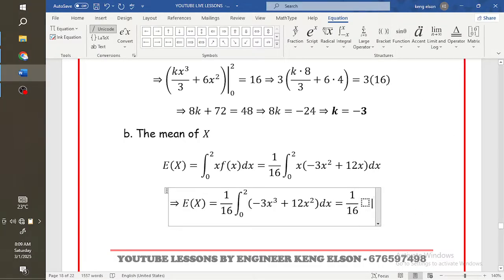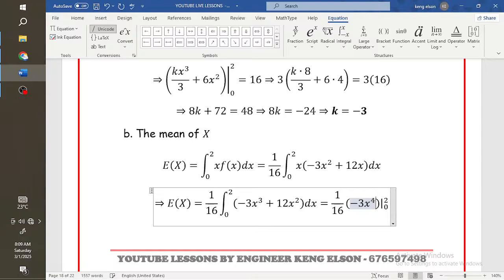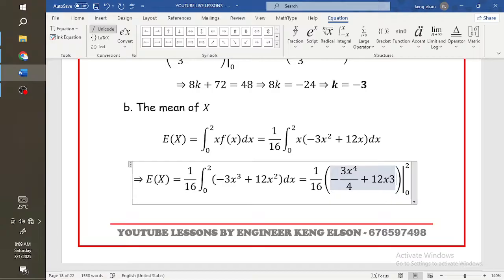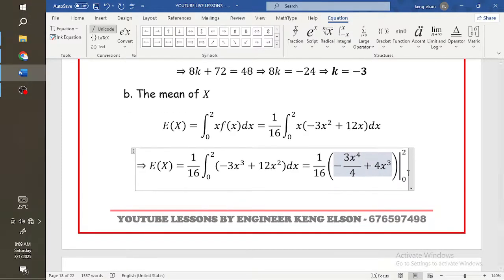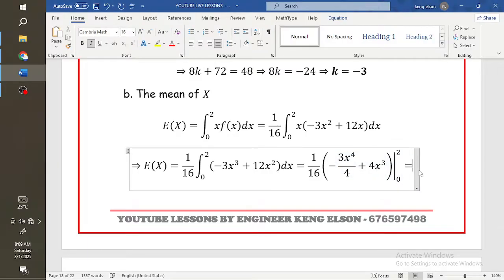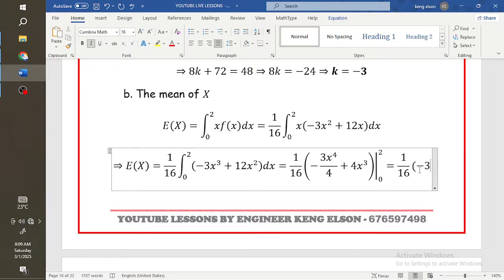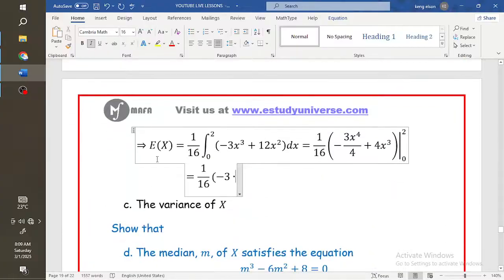Let me just fit my bounds from 0 to 2. If I integrate the first term, we have -3x to the power 4 divided by 4. If you integrate the second term, we have 12x cubed divided by 3. But we know that 12 over 3 is 4, so I'm just going to write 4x cubed. Then now we need to fit the boundaries. If we fit the boundaries, we have 1/16 times -3.